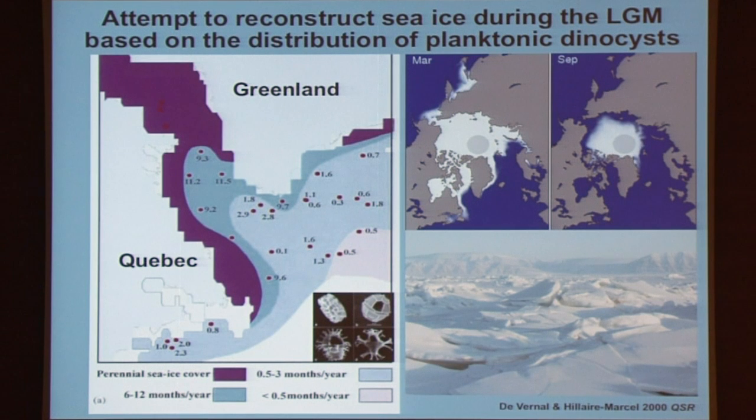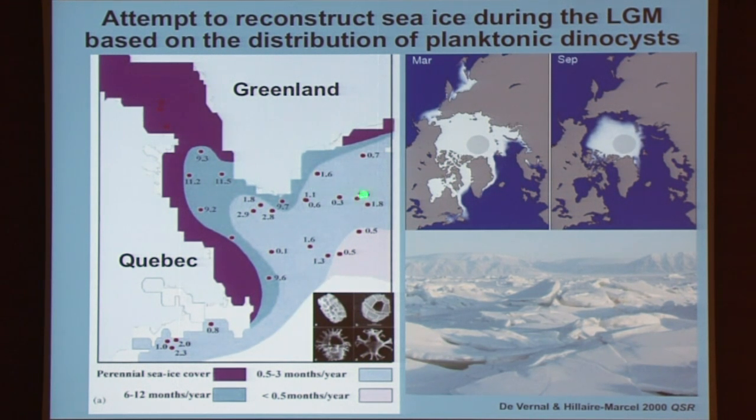It's possible, in fact, to reconstruct and map the seasonal sea ice extent during that time period when we select the level in the deep sea sediments that is dated to that time period. So this is a zoom of the western part of the Atlantic with Greenland. That's the Labrador Sea, and Quebec is here.